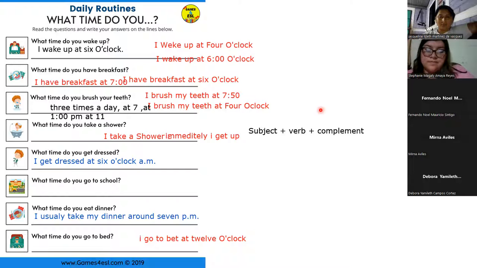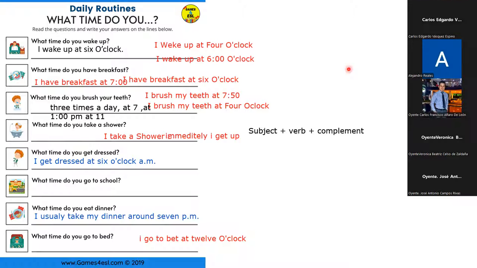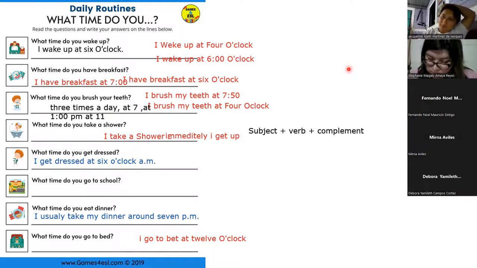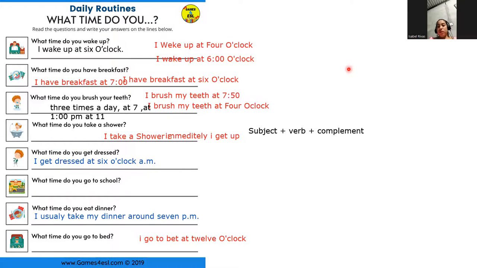Stephanie, compártanos una. Teacher, en la web. Do you eat dinner? Puse más corta mi respuesta, no sé si está bien. I have dinner at 7 o'clock p.m. Great. It's correct.